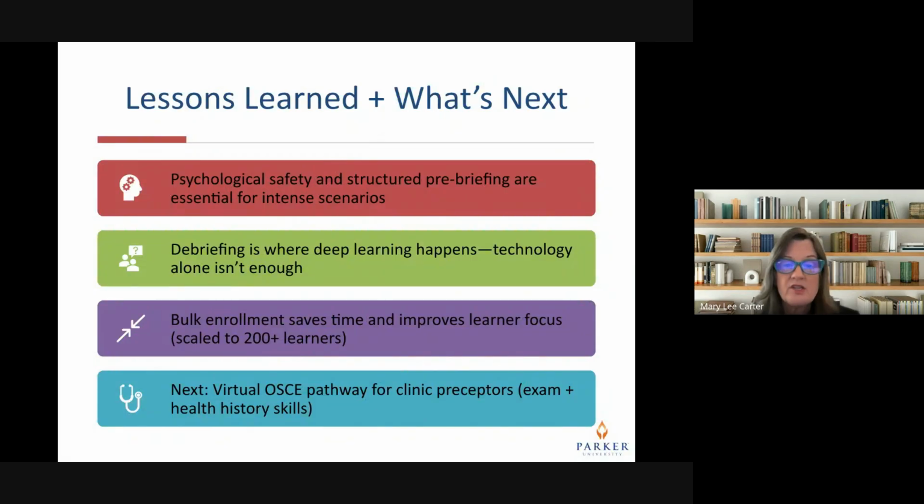I have a simulation background in traditional medical simulation, and so psychological safety is so important, so that these students are able to come in and experience this. We have structured pre-briefings, especially for these intense scenarios. And the technology is great, but the debriefing is really where everything happens, that reflection time. Whether that occurs as part of the pathway or with the faculty back in their classroom later, it's still really significantly important to have the debriefing.